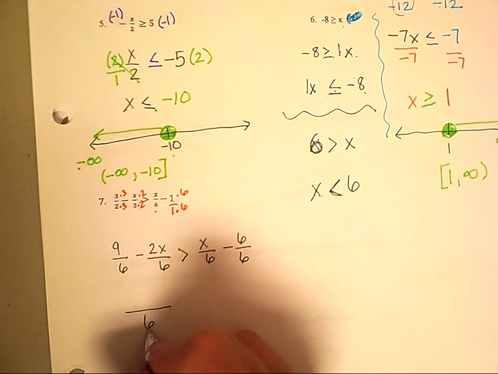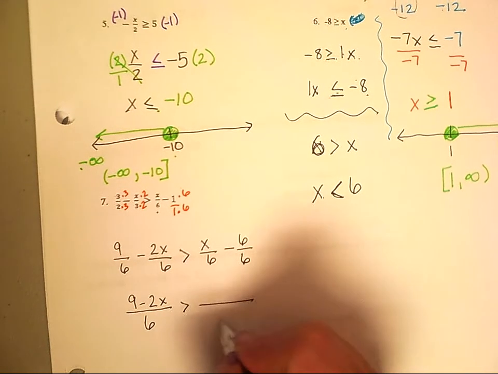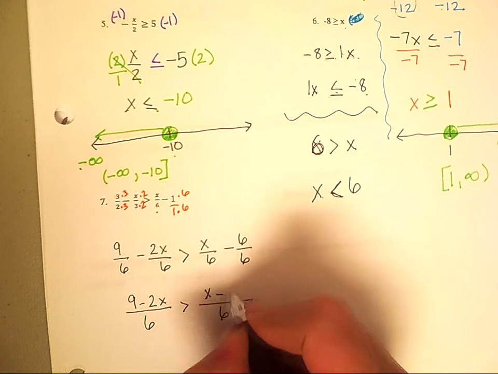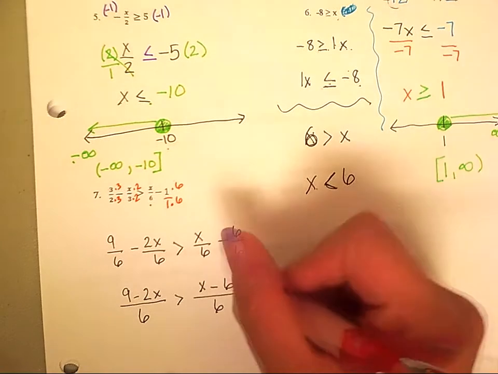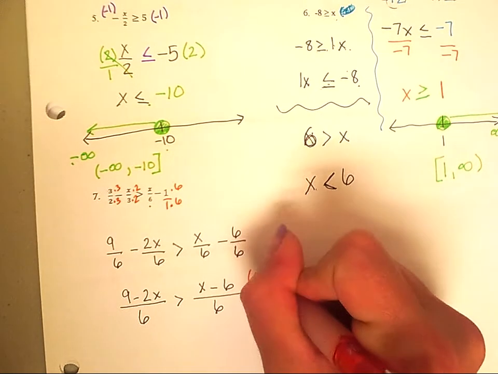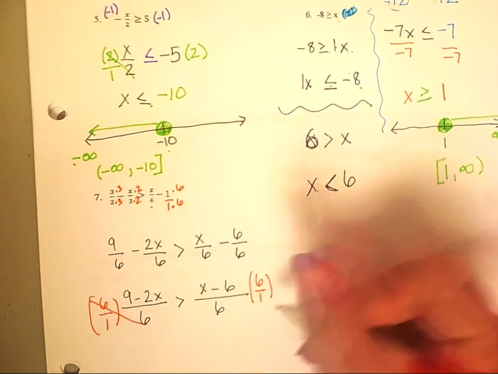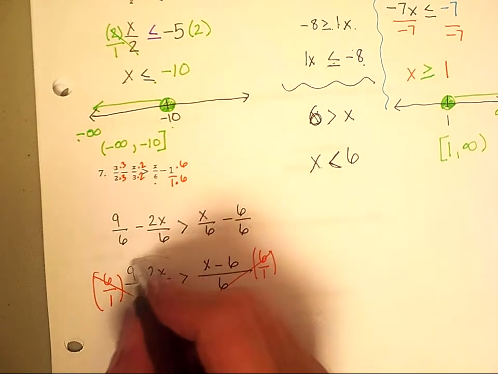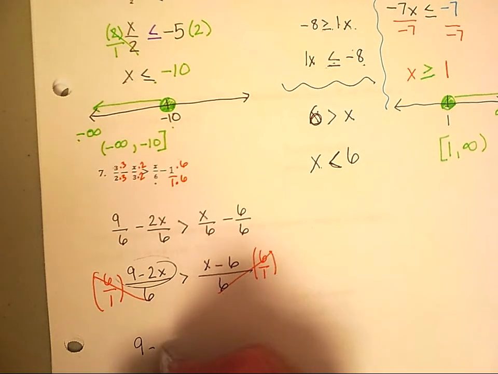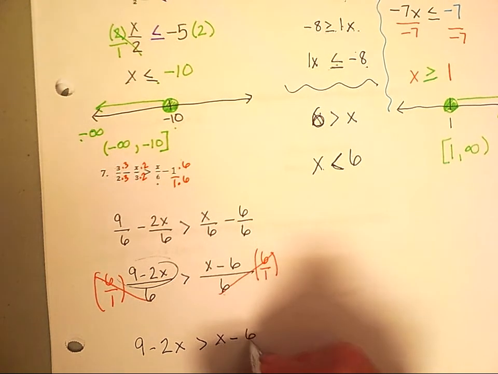And we can just write this as one great big fraction. So this is 9 minus 2x over 6, greater than x minus 6 up top over 6. Now that I have the common denominator, I can just multiply by 6 on both sides. The 6's will cancel, and we'll be left with just the numerator. 9 minus 2x greater than x minus 6.